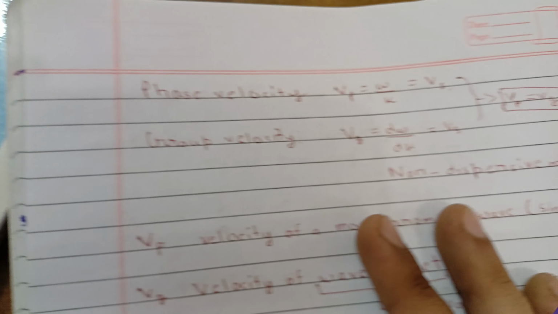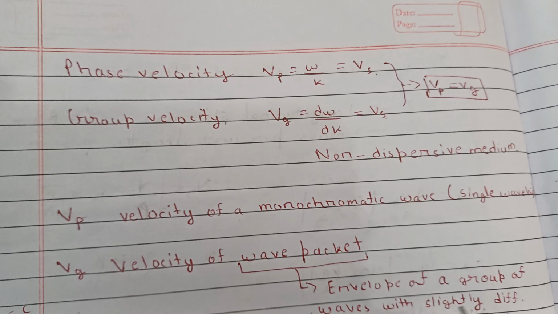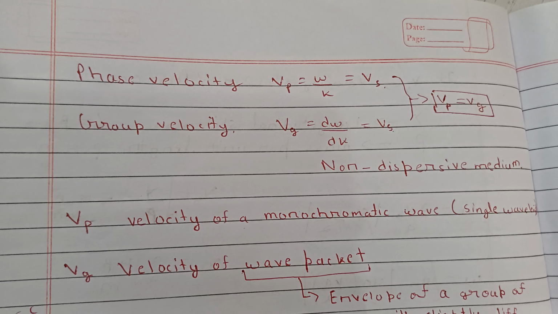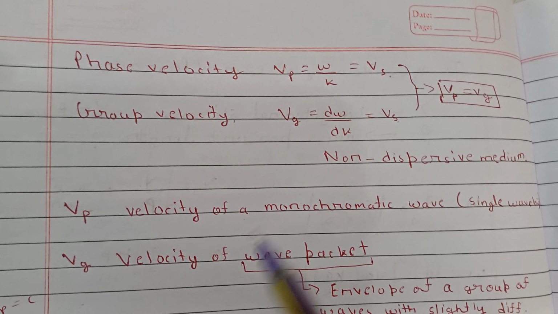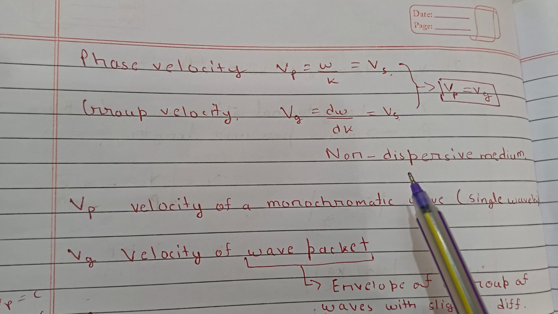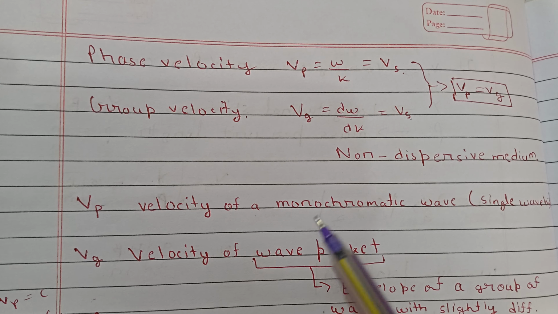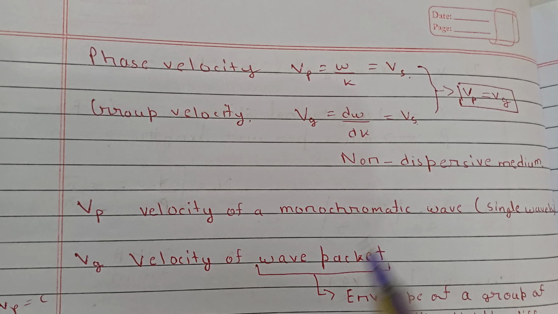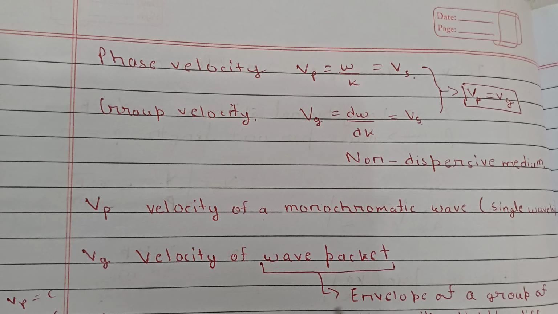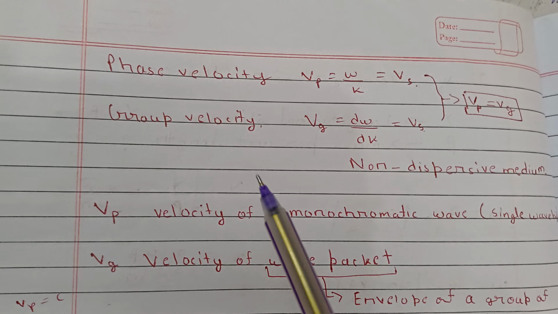Now the phase velocity and the group velocity. First you need to know what these are. When there is a wave moving, the velocity of a single monochromatic wave is called phase velocity. And when multiple waves overlap each other and form an envelope, the velocity of that whole group of waves is called group velocity.